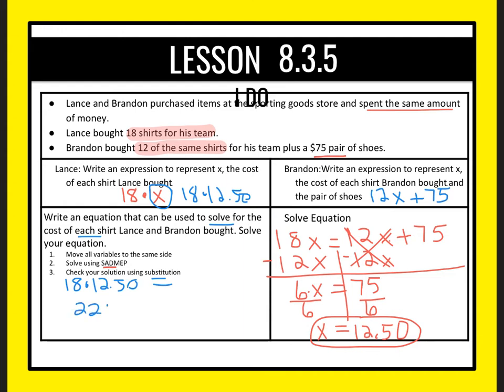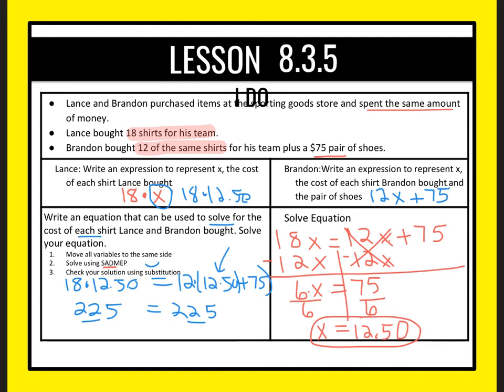That gave me $225. Let's see if it equals what Brandon spent. 12 times 1250 plus 75. Miss King is typing the same number into her calculator, and when she types 12 times 1250 plus 75, she gets $225. So this is an indicator that the shirt cost that I solved for is correct, because I'm dealing with an equation. I should get the same value on both sides when I check my solution using substitution.